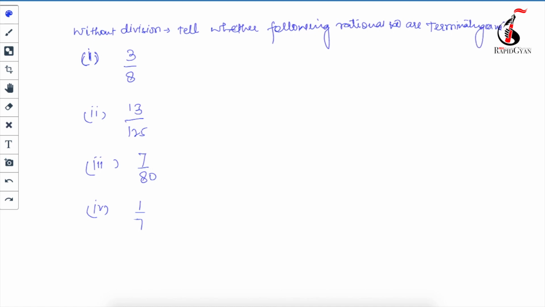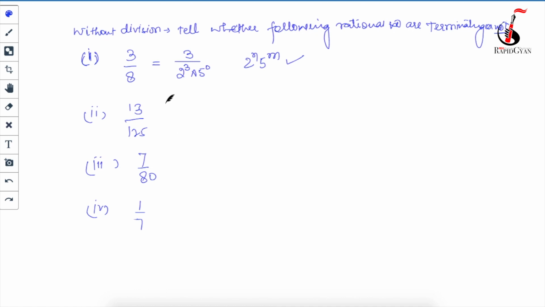So how are you going to do this? Of course you are going to do the factorization of the denominator. Here, if you do the factorization of 8, I can write it as 3 upon 2 to the power cube. Since 2 is coming, I can always write 5 to the power 0, because 5 to the power 0 is equal to 1. So yes, I can write this in the form of 2 to the power n and 5 to the power m. Hence we can say that 3 upon 8 is a terminating rational number.